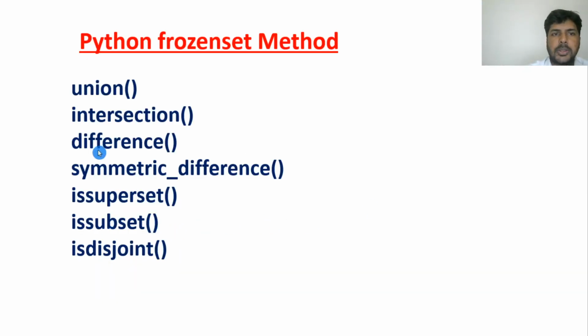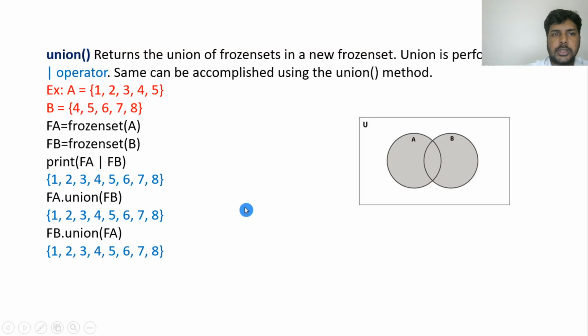Coming back to our topic, let us see what frozen set methods we can apply. As we know, not all the set methods apply to the frozen set because it is immutable. So add, remove, pop, discard, such functions are not applicable. Only mathematical functions like union, intersection, difference, symmetric difference, is superset, is subset, is disjoint, and copy will work. So let us see. First let me start with the union.